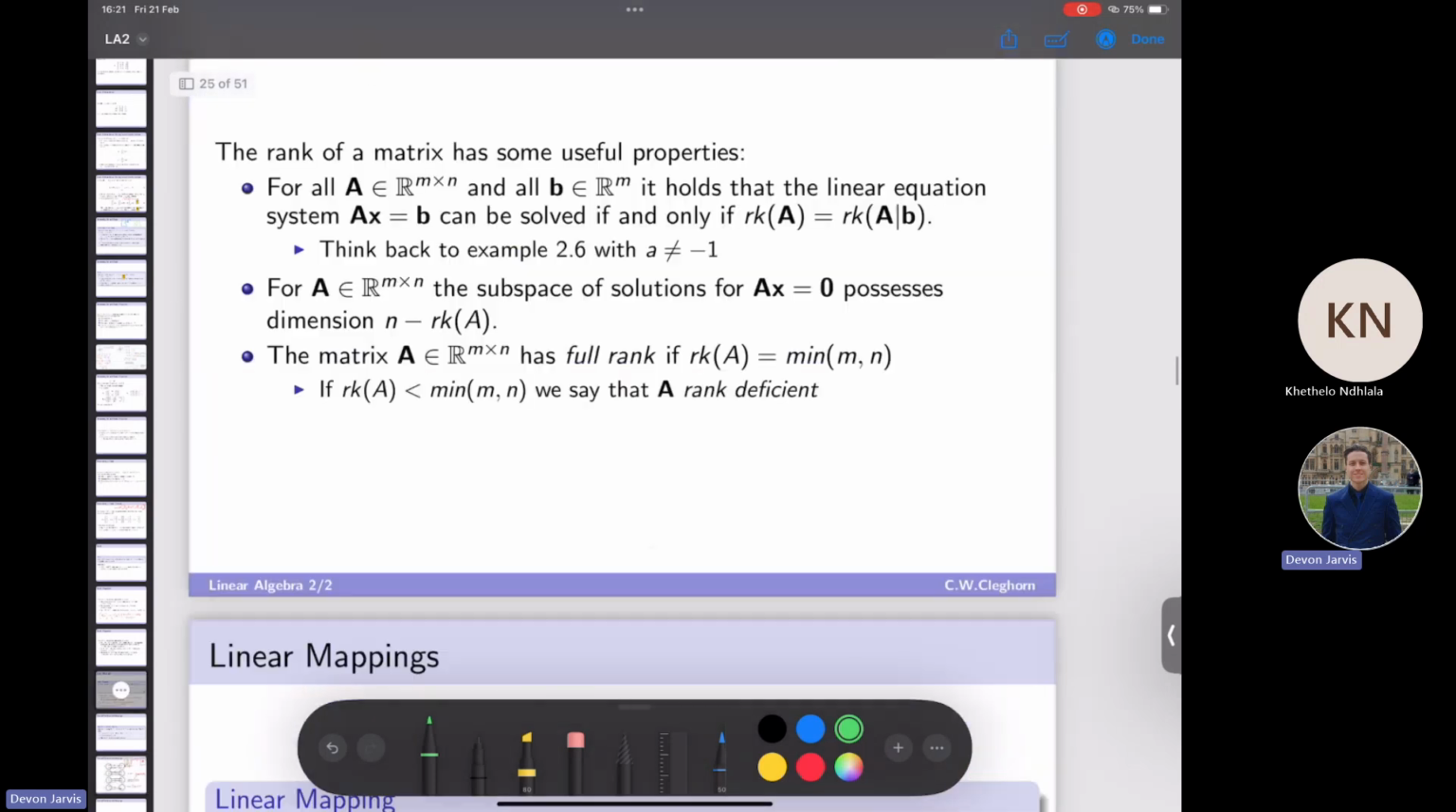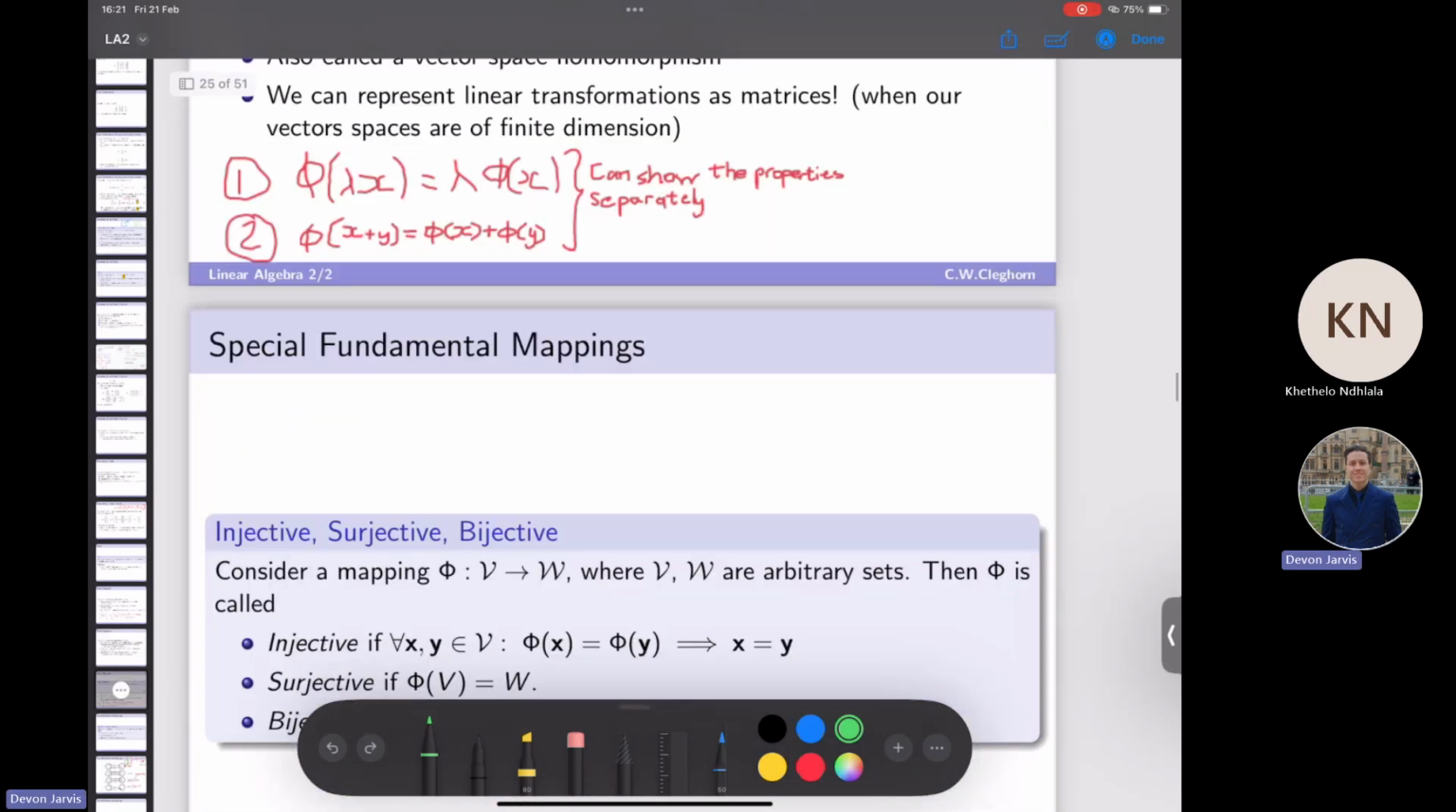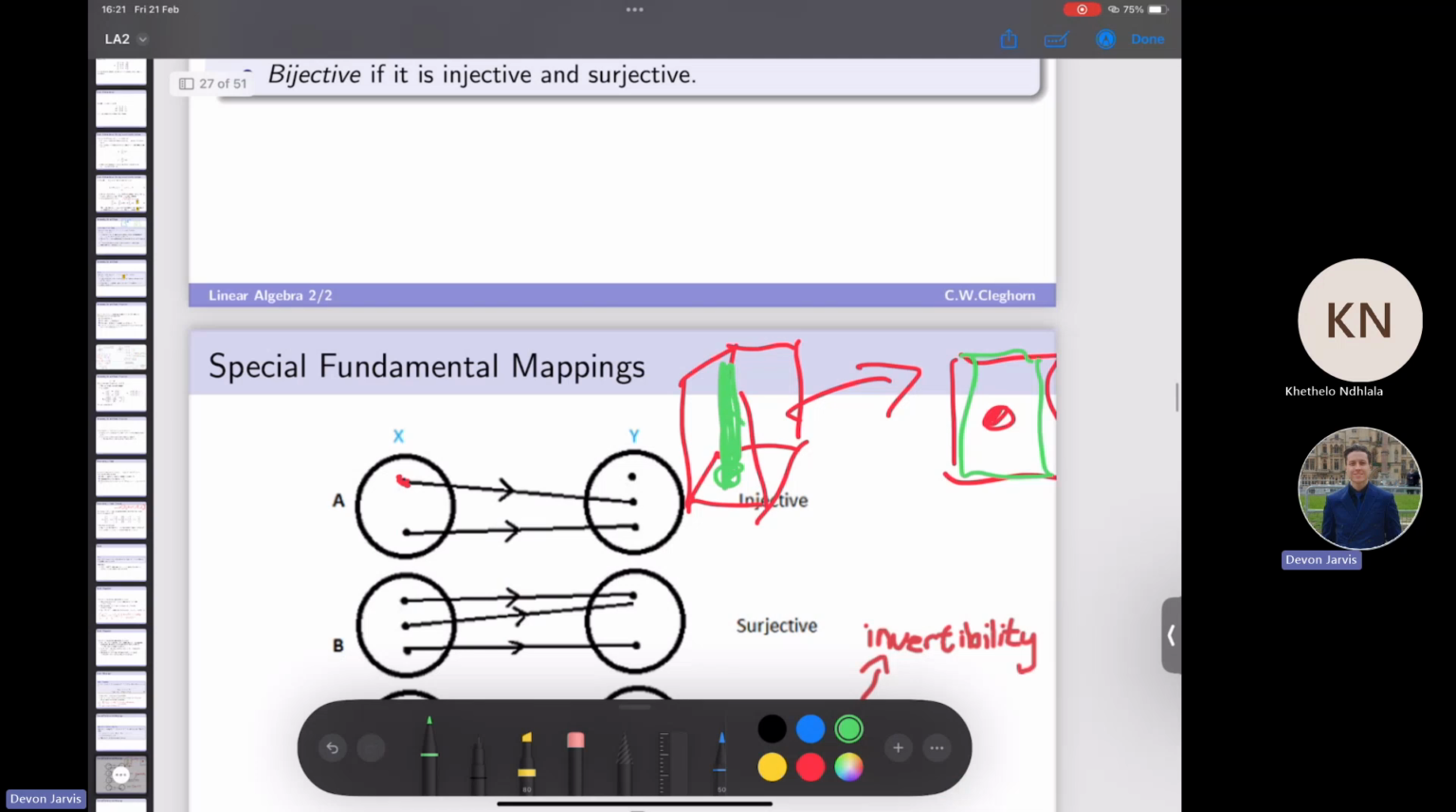And so what do we get to? We get to the fact that my rank is the space I can represent, and my null space dimension is n minus the rank of A. Okay? In that case, this is the null space.